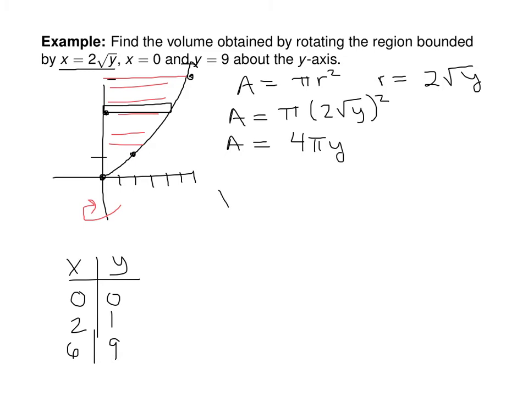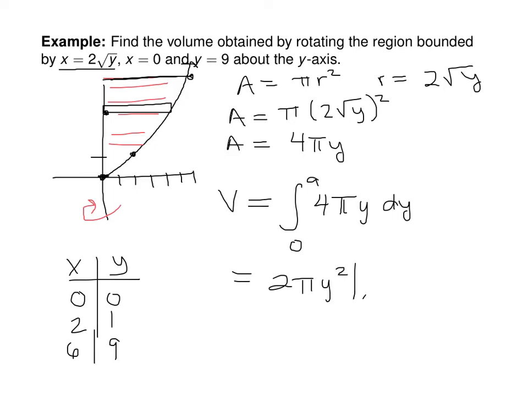Now for the volume, you add all the slices up. So integrate from 0. So y equals 0 is where you start. y equals 9 is where you end. 0 to 9, 4 pi y dy. Now the antiderivative there will be 2 pi y squared, 0 to 9. And plugging in everything, you have 2 pi times 81 minus 0, or 162 pi.